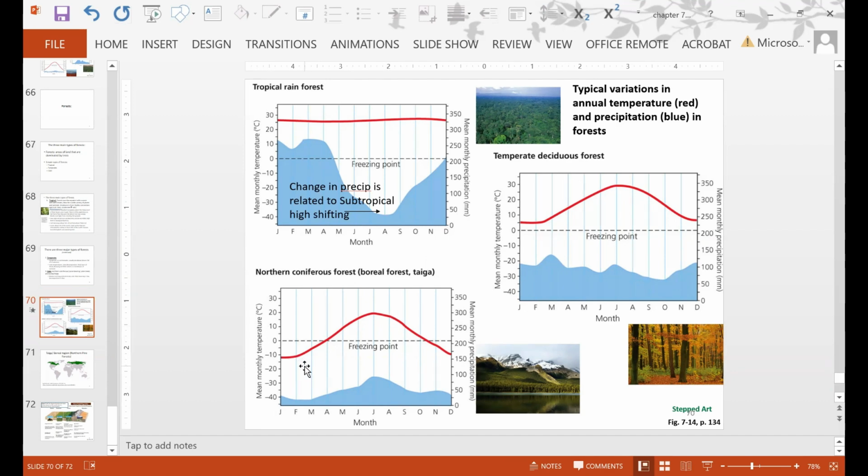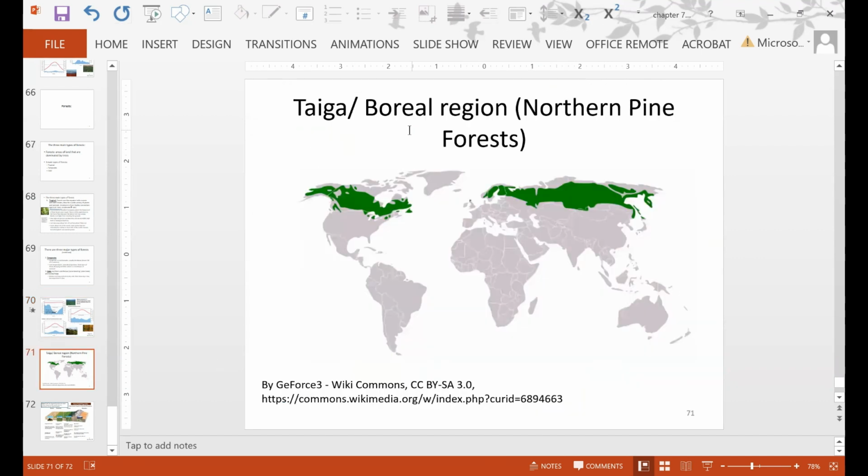And then in your northern coniferous forest, which is called boreal or taiga, not sure how to pronounce that, but you have freezing cold temperatures in the winter and you have warm, moderate temperatures in the summer, less precipitation than your temperate. In case you're wondering, these are your areas that are called taiga or boreal. These are your northern pine forests, basically. So that is where you find the taiga and boreal.